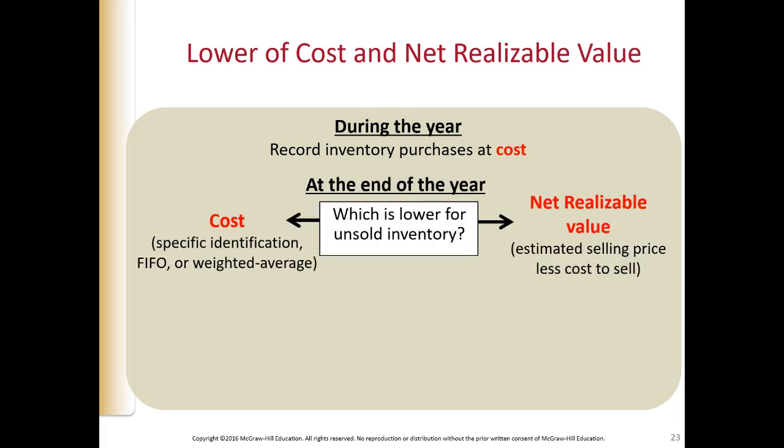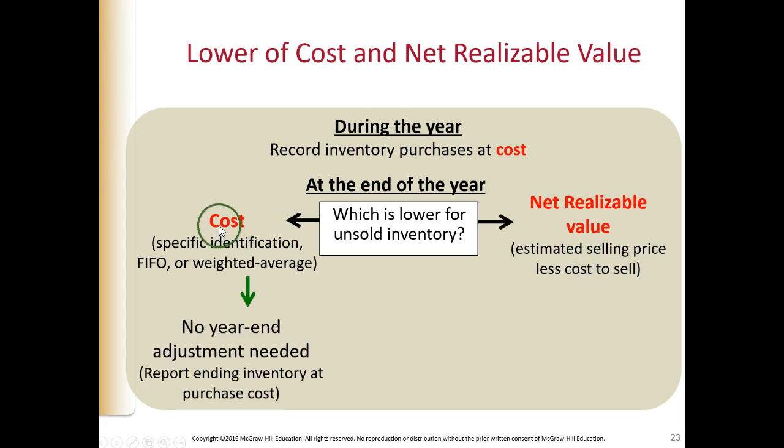Now, during the year when you buy inventory, sell inventory, and so forth, you record all that at cost. At the end of the year, you'll know your cost of the inventory, and then you find out, has the price of that inventory gone down? Has the cost of the inventory gone down? Is it worth less than you paid for it? So at the end of the year, you make this determination. Which is lower for the unsold inventory? Your cost, what you paid for it, or what its replacement value is at this point, as of the last day of the year. If the cost is lower, no entry needs to be made.